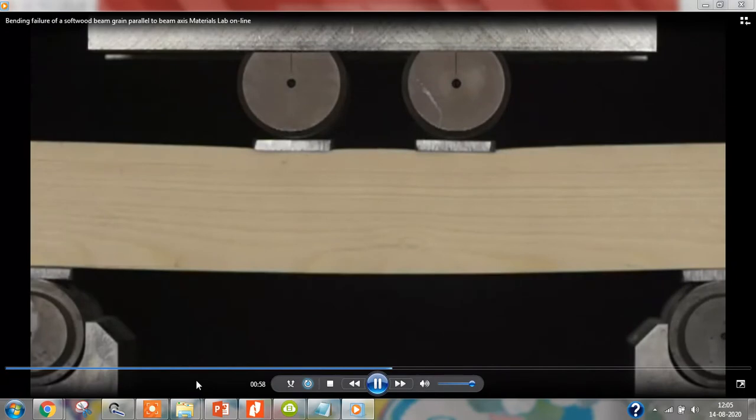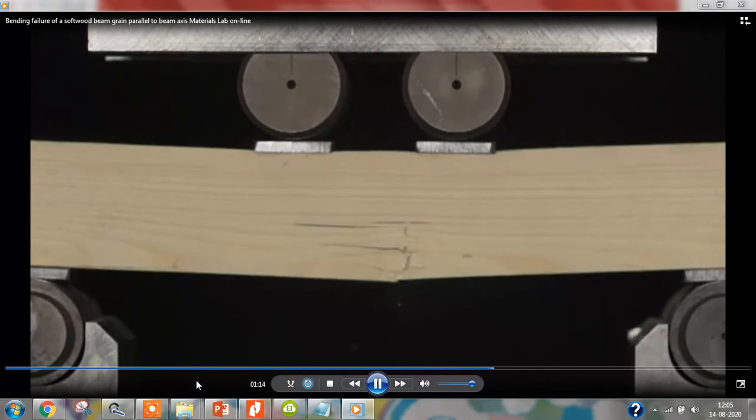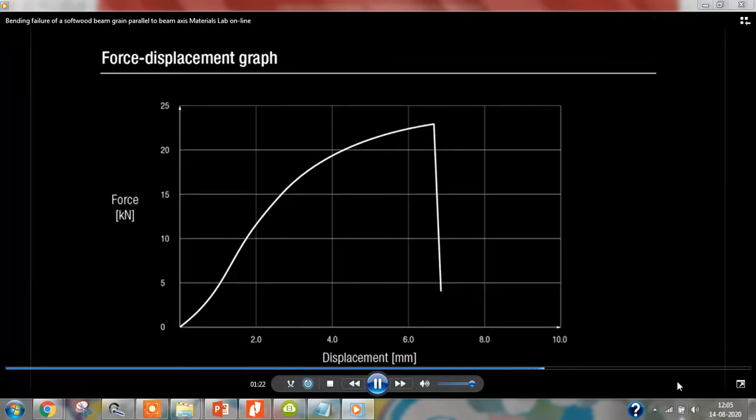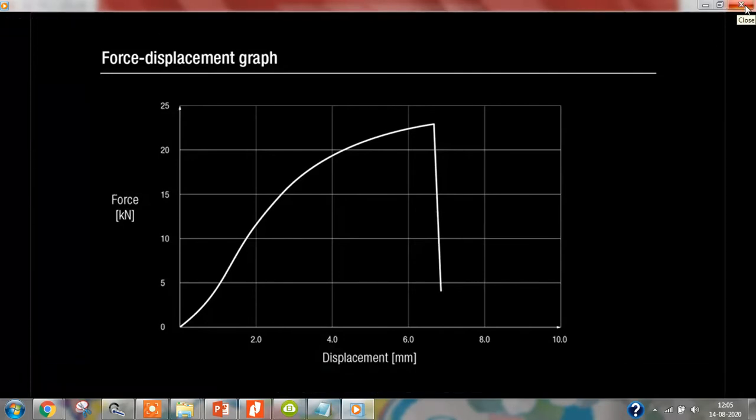Now, let's slow that down and look closer at the point of failure. We can see bearing deformations accumulating under the loading heads. However, stresses continue to increase in the central part of the beam. Soon, the tensile strength of wood in the bottom fiber is reached and a fast-growing crack develops. The force displacement graph shows an initial linear elastic response. As the wood in the compressive zone begins to crush, the bending behavior becomes nonlinear. Therefore, some redistribution of stresses takes place.